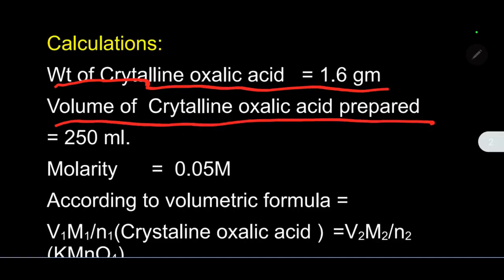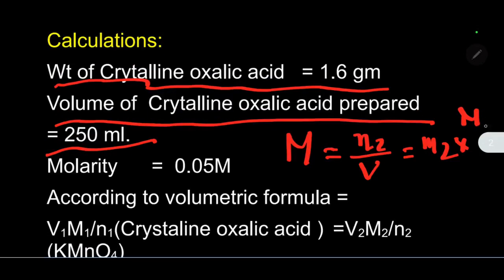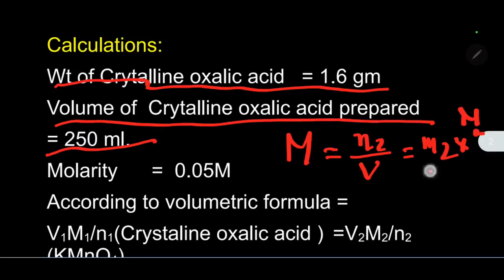Volume of crystalline oxalic acid prepared is 250 ml. So by doing calculations, molarity equals moles by volume. Kindly follow, that is the formula: number of moles of solute, n2, divided by volume of solution. What is n2? It is mass over capital M2, the molar mass, divided by V. This is the actual formula. So from this we can calculate the molarity is 0.05 M.